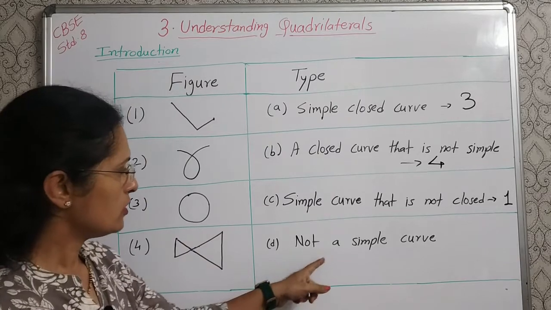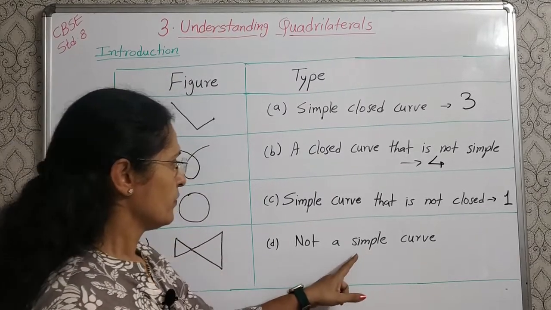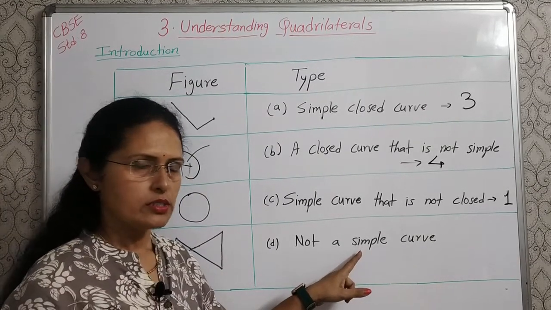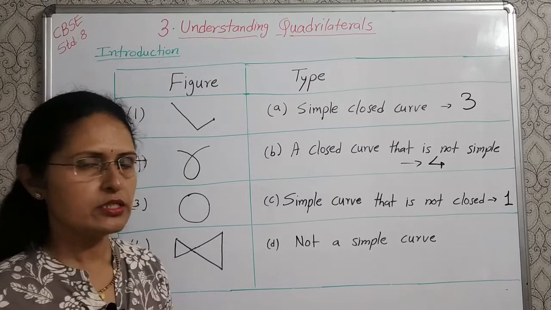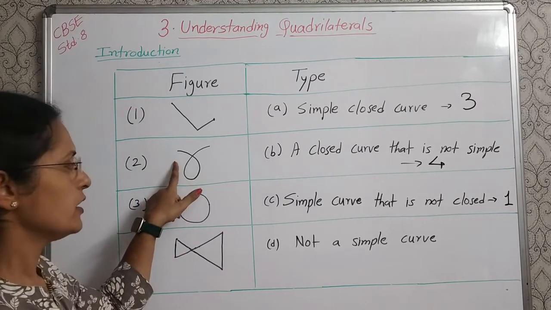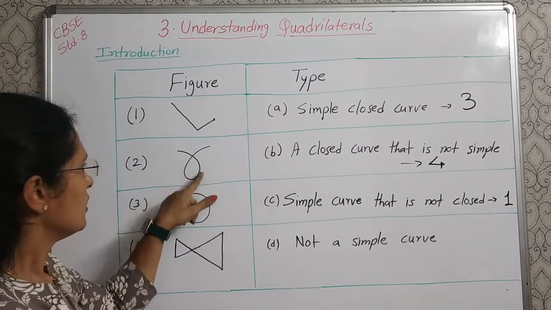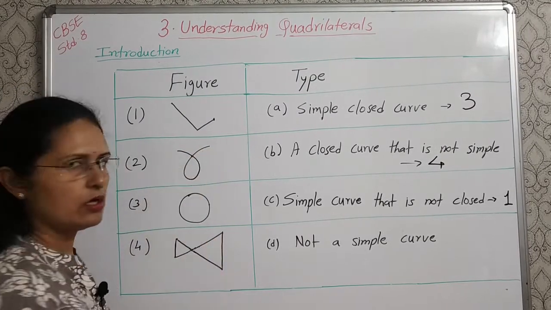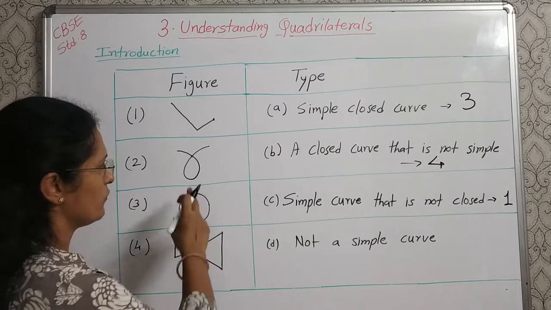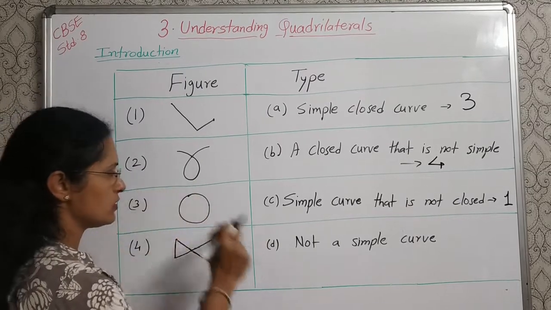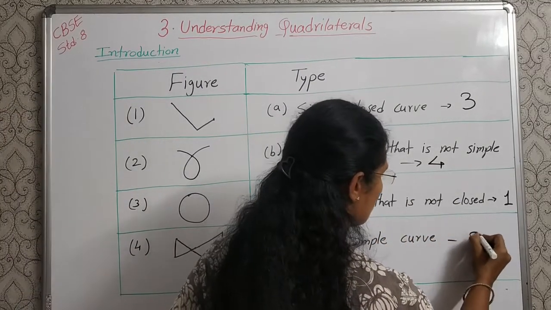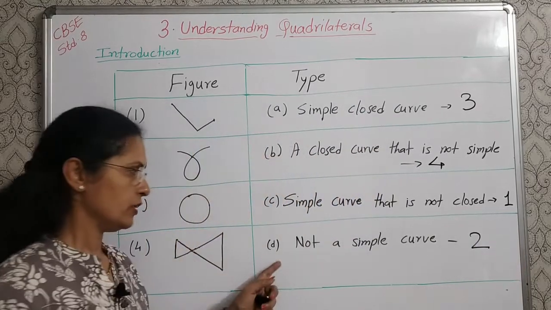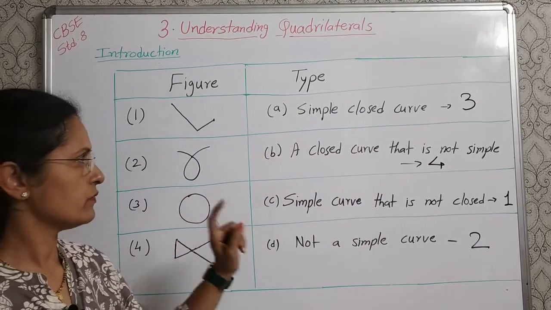Next, not a simple curve. Simple curve means nothing is overlapping, but here it is overlapping. Here it is overlapping. This point is retracing. Therefore it is not a simple curve, and this figure 2 matches with D, not a simple curve.